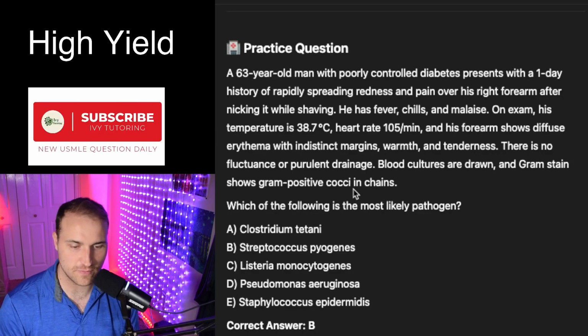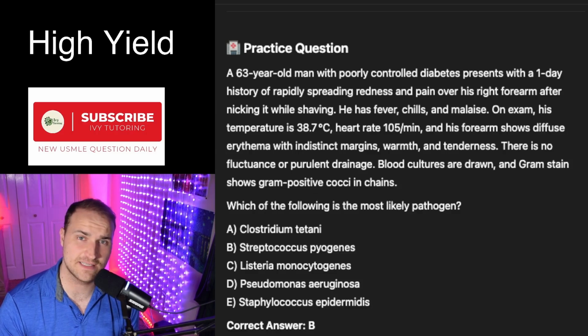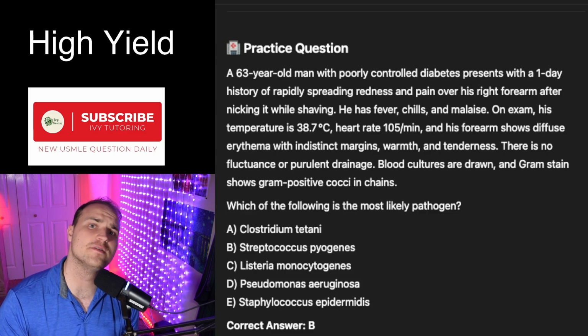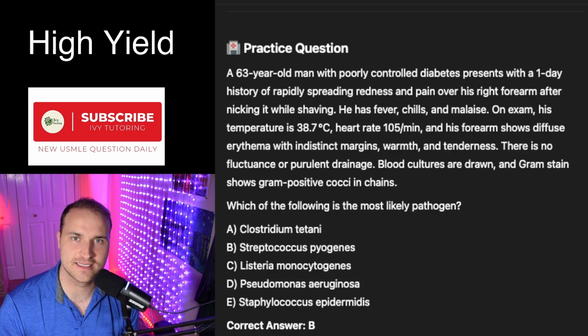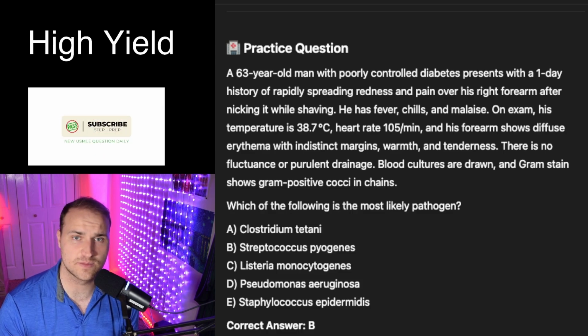Okay, for question 4, we have a 63-year-old man with poorly controlled diabetes presenting with a 1-day history of rapidly spreading redness and pain over his right forearm after nicking it while shaving. So he has fever, chills, malaise, and on exam, his temperature is 38.7, heart rate is 105. His forearm shows diffuse erythema and indistinct margins, warm, tender. So there's no purulent drainage. Blood cultures are drawn and gram stain shows gram-positive cocci in chains. What's the most likely pathogen?